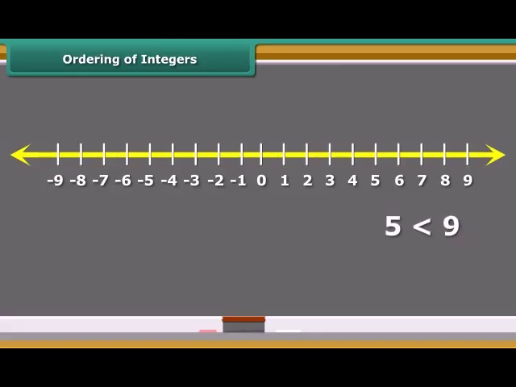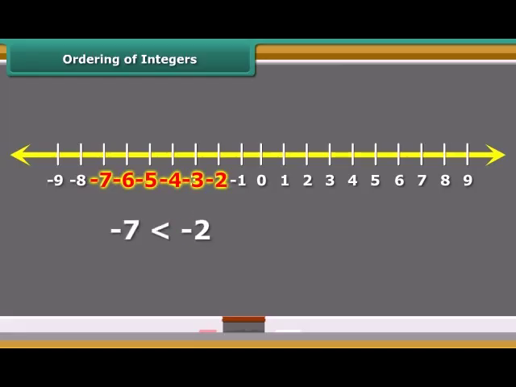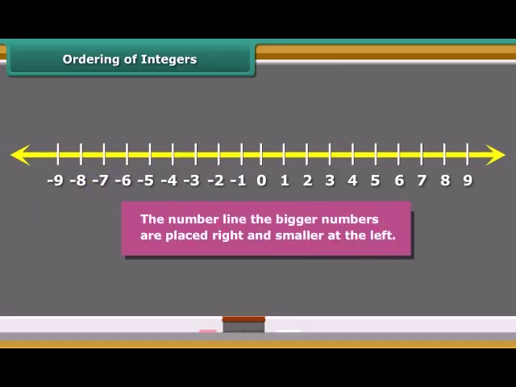We know that 9 is greater than 5, and on the number line, it is 4 points right of 5. Similarly, 5 is greater than 0, so it is placed right of it. Since 0 is to the right of -2, it is greater than -2. Again, -2 is on the right of -7, so -2 is greater than -7. Thus, we see that on the number line, the bigger numbers are placed right and smaller at the left.